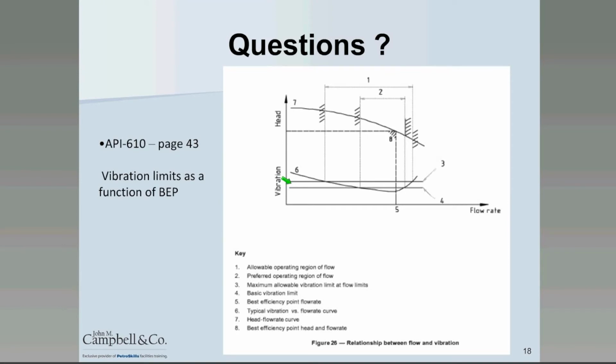API 610 gives some guidance in here in terms of what those allowable and maximum vibration limits are. So in some sense, they infer some operating range, but to be honest, you need to be working very closely with your pump vendor here, asking him questions such as, what would be my expected vibration at this operating point, so that you can compare what the pump vendor is predicting with what you're seeing in the field. I hope that answers your question.